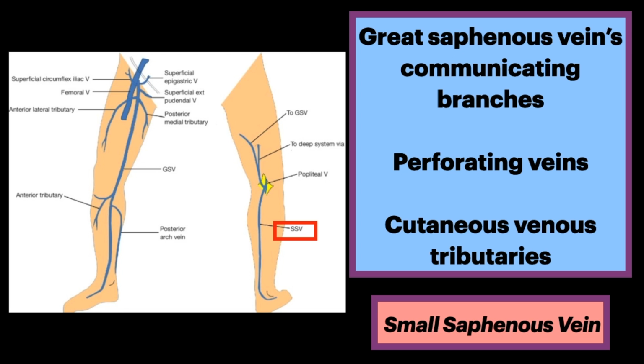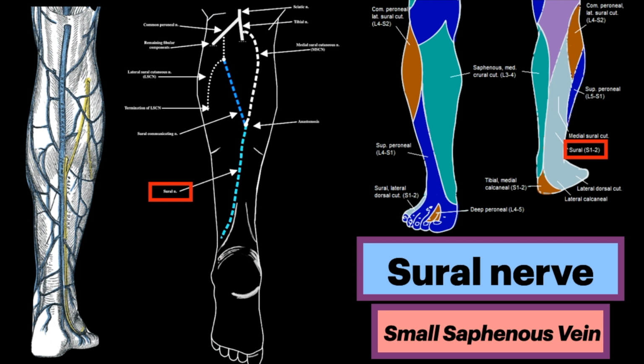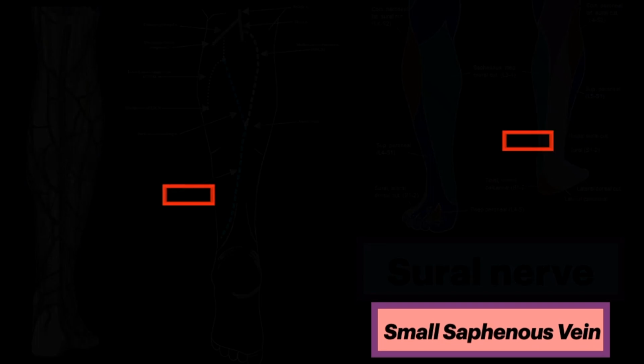Tributaries include communicating branches with the great saphenous vein, cutaneous venous tributaries, and perforating veins communicating with the deep venous system. It is often accompanied by the sural nerve, a branch of the tibial nerve. Here are some illustrations showing the course and anatomy of the sural nerve.